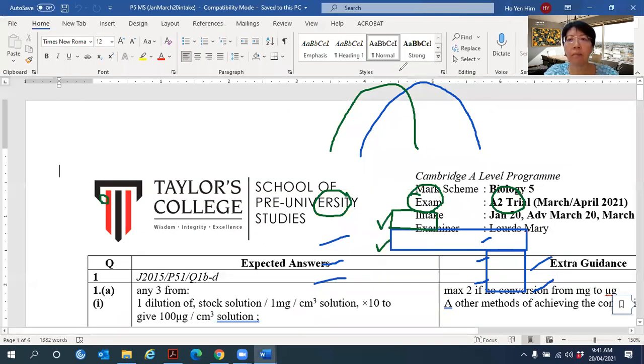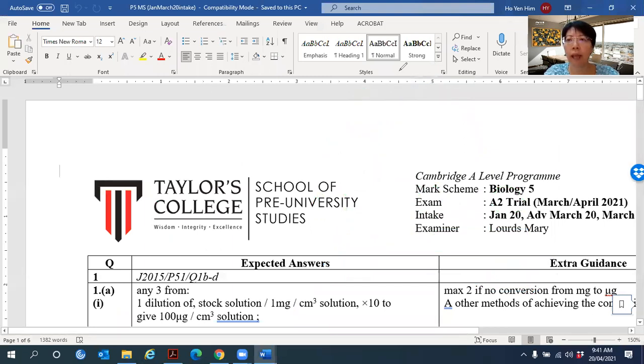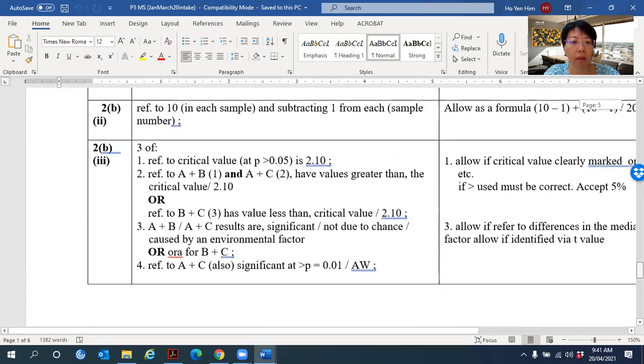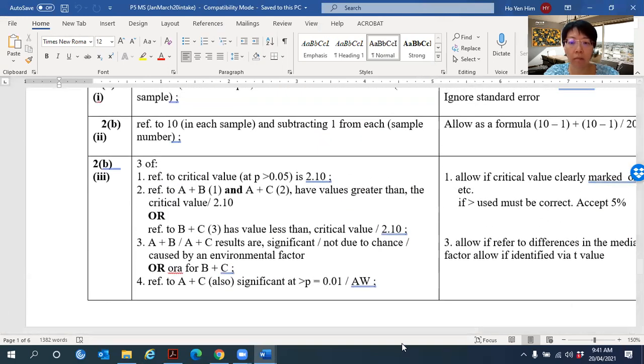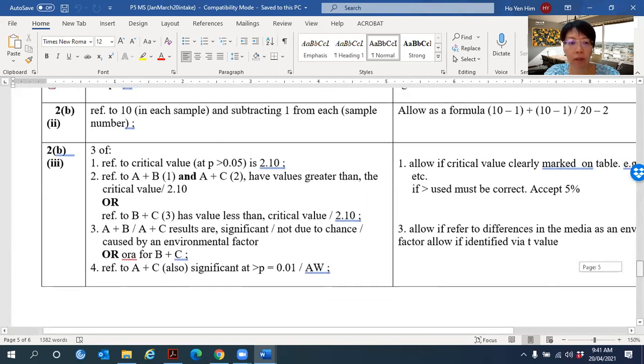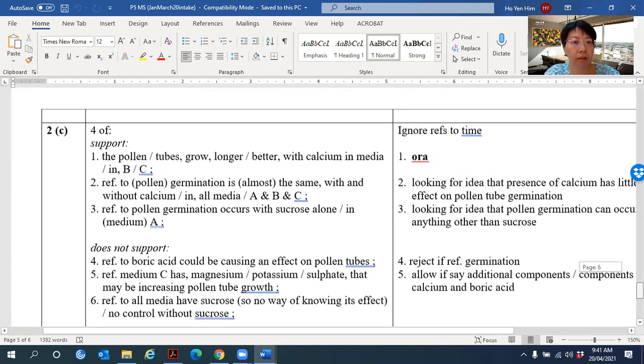for this particular question here to recap. Okay, mark scheme. Sorry, not this one, the last one's here. Right, this one here.